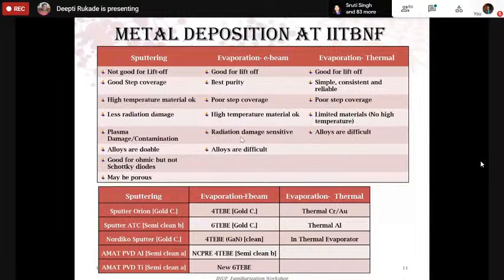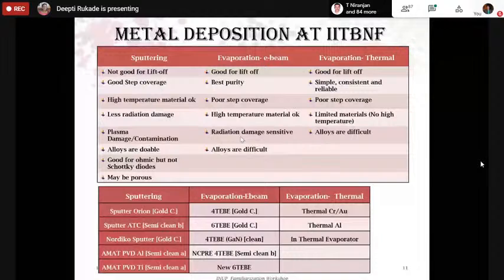Everyone must be familiar with the thermal and the E-beam evaporation. It is a very old and very nice tool which gives you a very good quality of metal deposition. But then comes our sputtering tool. Every tool has its own limitations and advantages depending on what we want to use it for.